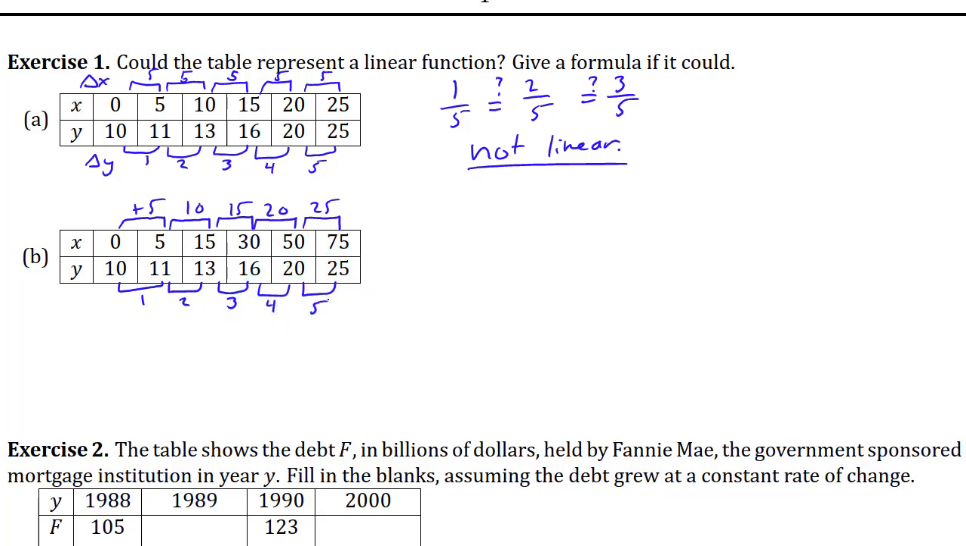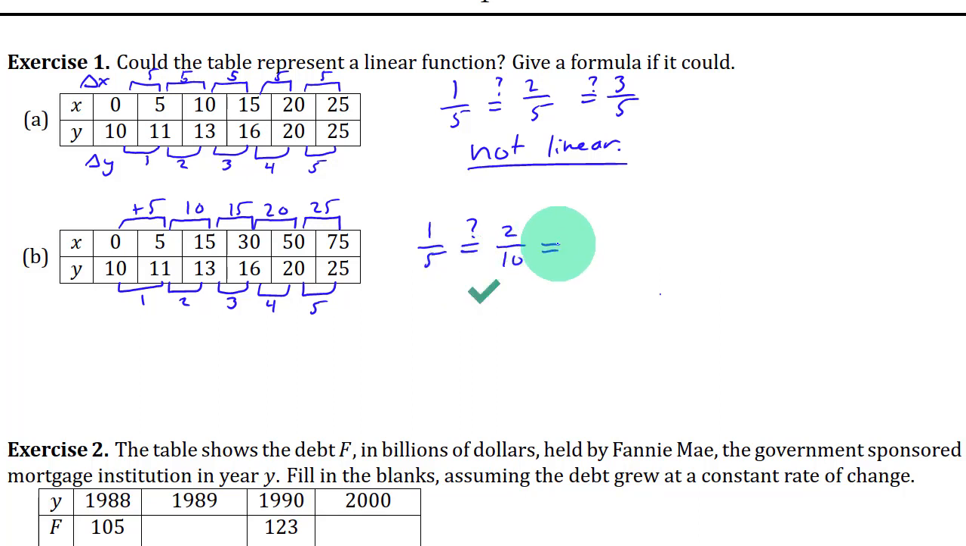So the slope between the first 2 points would be 1 over 5. Is that equal to the slope between the second 2 points? That would be 2 over 10. And 2 over 10 does reduce to 1 over 5. So those are the same.